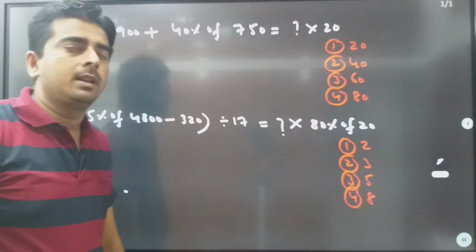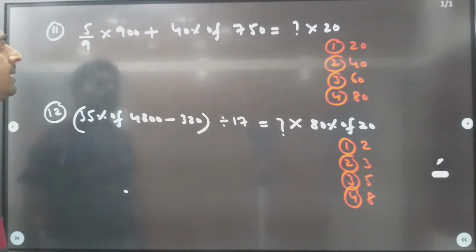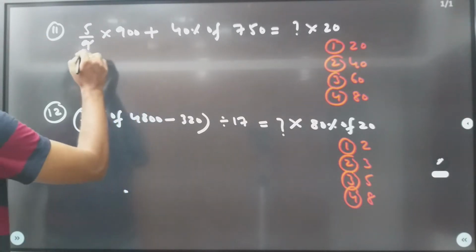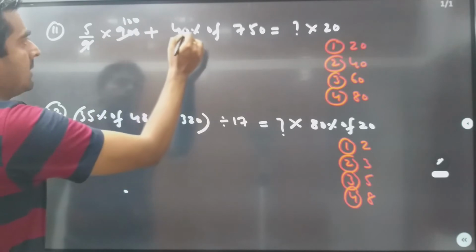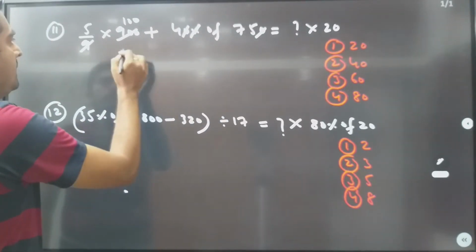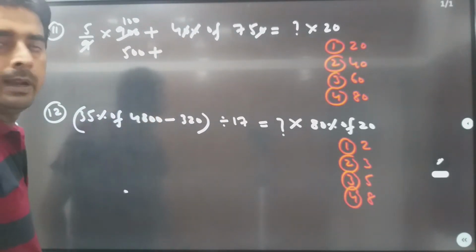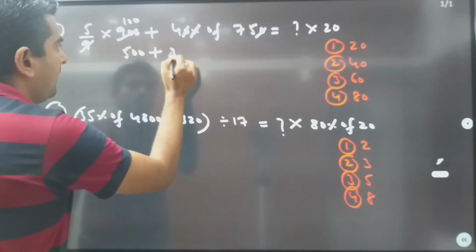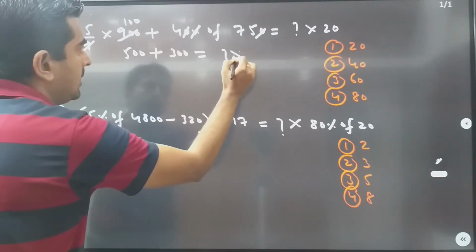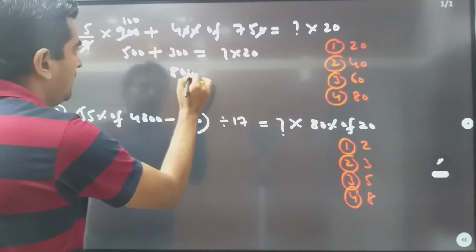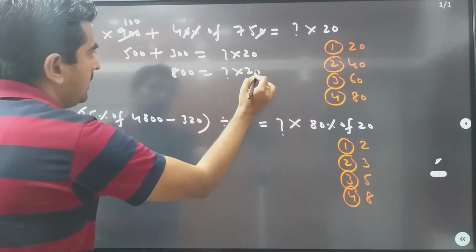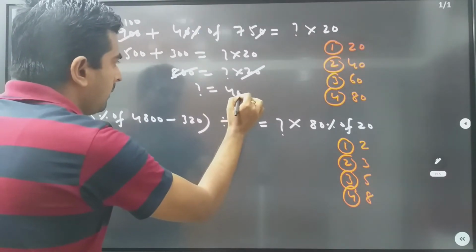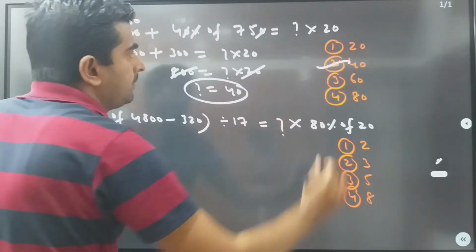So now we'll see question number 11. 5 by 9 into 900 plus 40% of 750 is equal to question mark into 20. This is how many times? 100 times. Percent and double zero will go. This is how much? 500. Right? 75 into 4. 75 double 150, 150 double 300, is equal to question mark into 20. This is 800 is equal to question mark into 20. So question mark is equal to 800 by 20, which is 40. My answer is second option.